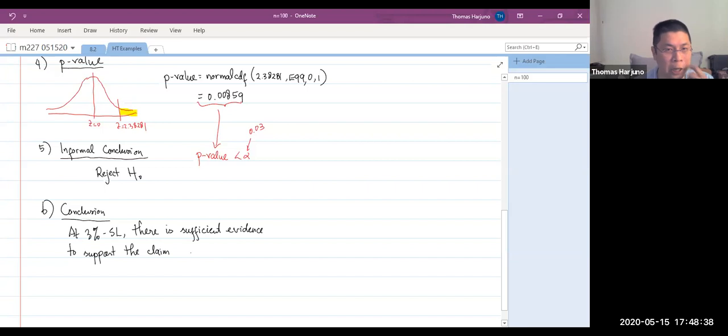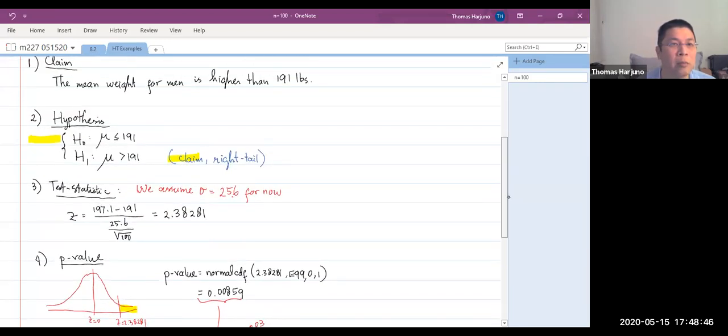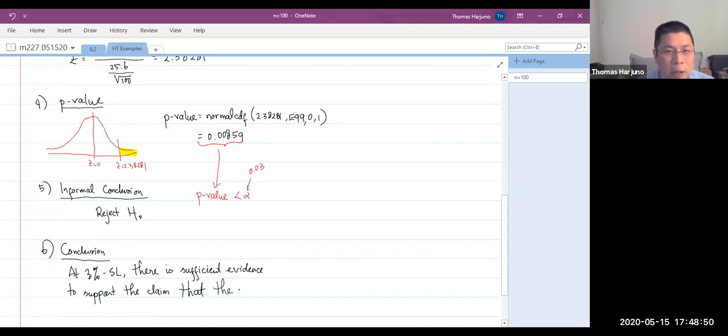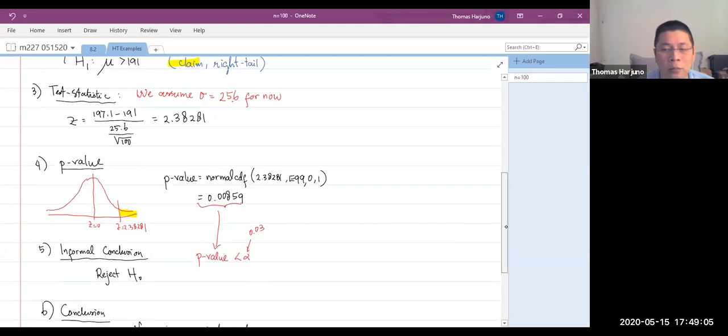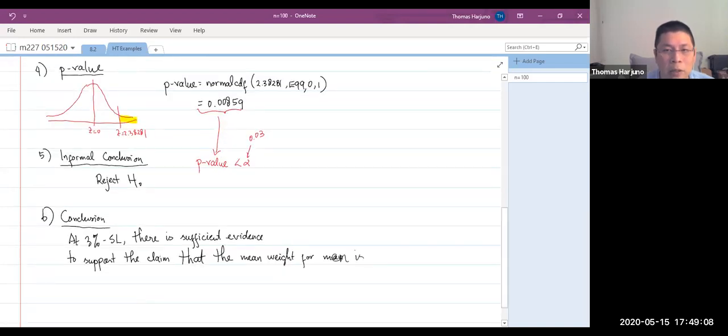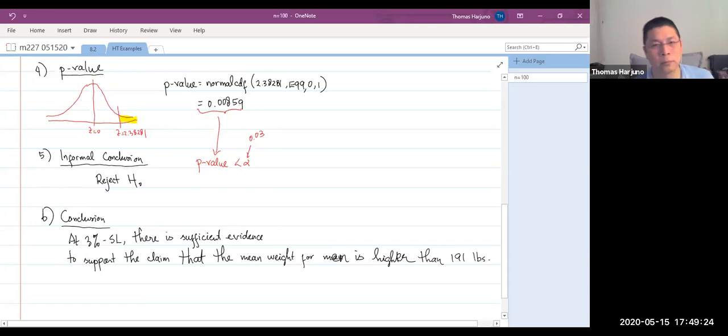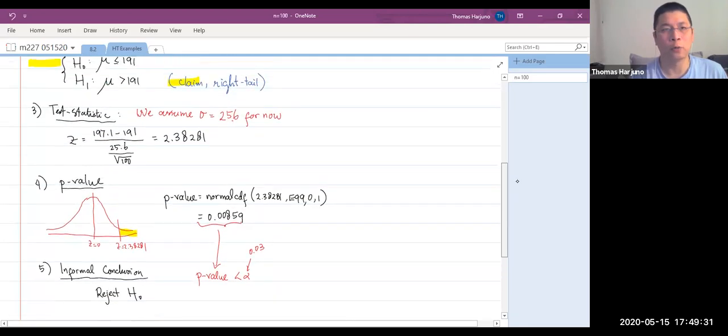So to support the claim that, what did I say in my claim? The mean weight for man, do I say man or male? Yeah, for man, is higher than 191 pounds. Okay, so that's what it's supposed to look like in our full hypothesis testing here.